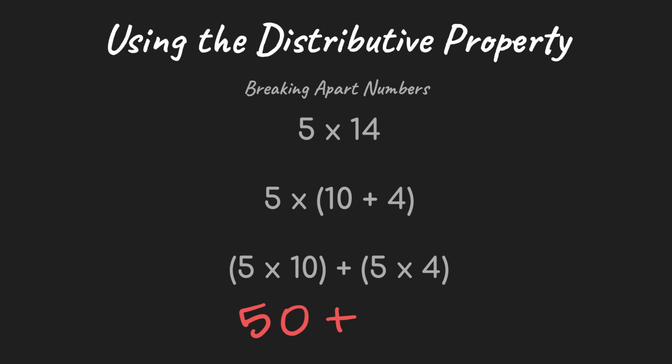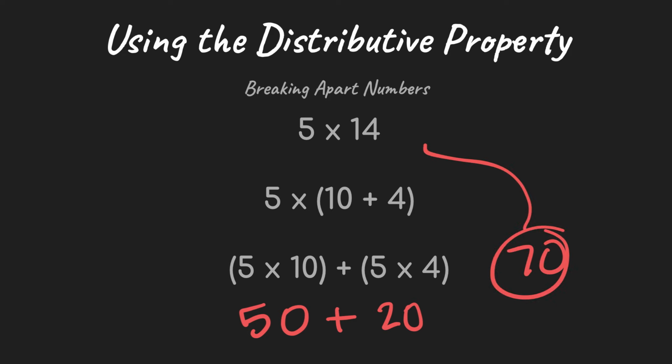And if I do 5 times 4, most of you are good at that and get 20. If you're not, that's okay. We're getting better. 50 plus 20 equals 70. Look at that. Look how quick we were able to get that answer, just because we were able to break numbers into smaller pieces. That's really what I want you to get from this video. You can break things apart and make them so much easier for yourself.